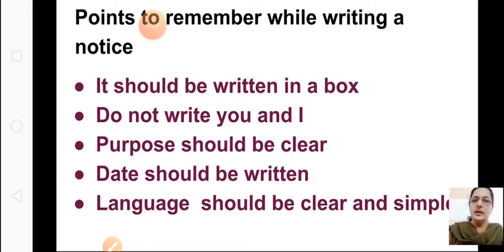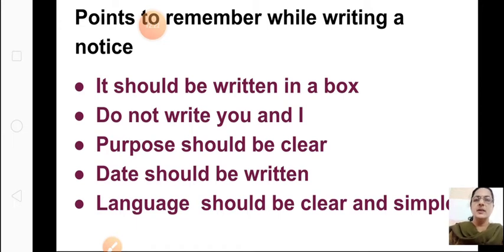Okay, date should be written. Whenever you write the notice, the date should be written on the left-hand side. Language should be simple and clear. They should understand the notice properly. It should be clearly mentioned in the body of that notice also.